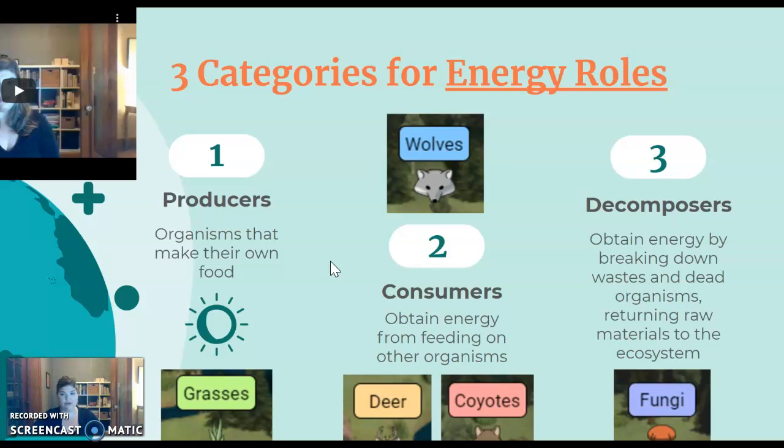Second, we have consumers, which can fall into the category of omnivore, herbivore, or carnivore. And lastly, we have decomposers, which are going to break down waste and dead organisms, and they can involve themselves in any level of a food chain.